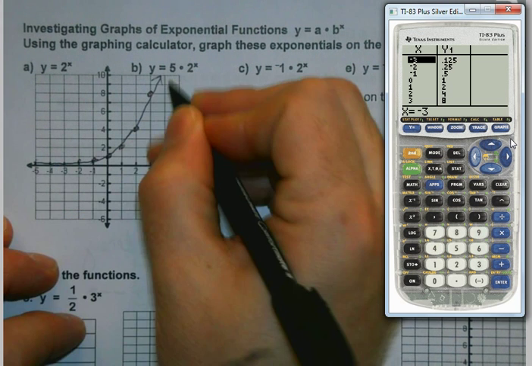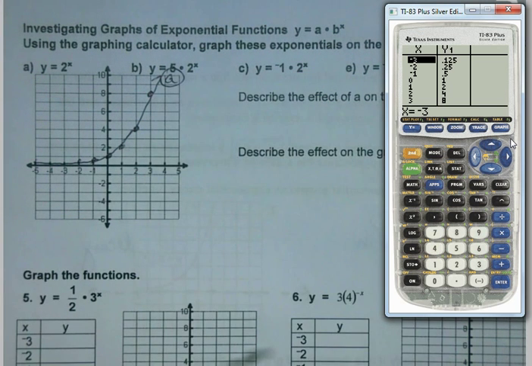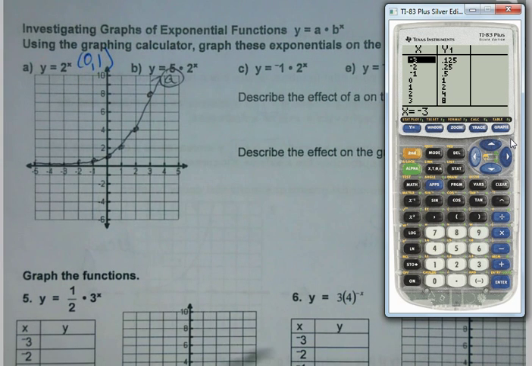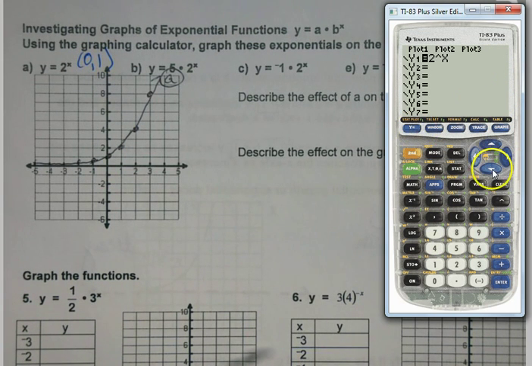Okay, so here's my first one. I'm going to label it with an A. But here's the other thing I want us to take note of. What's my y-intercept on this one? 1. My y-intercept is at 1, or (0, 1). Keep that in mind as we start doing some of the others, because I'm going to graph them on the same graph. If you've got different colors, that's even better. So I'm going to leave that first one and type in the second one: 5 times 2 to the x power.